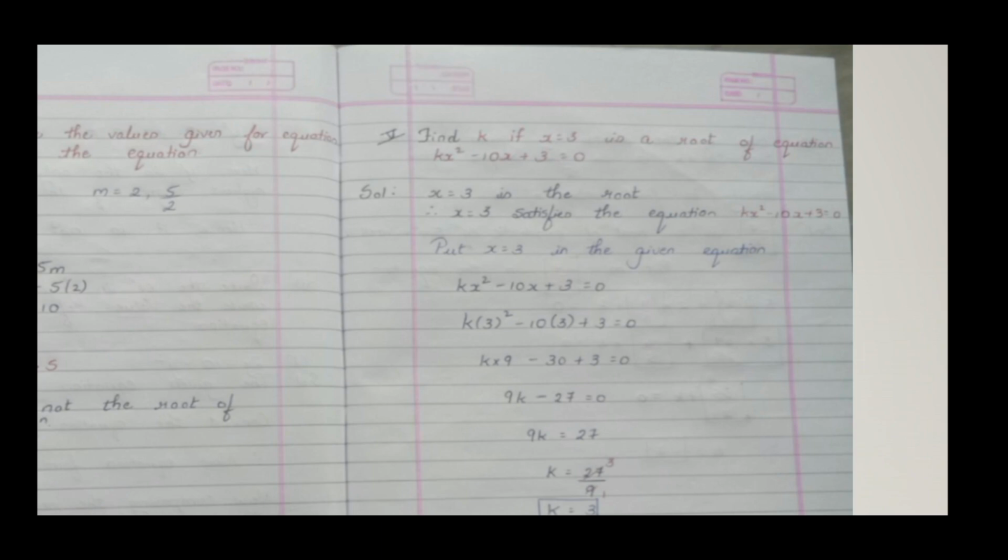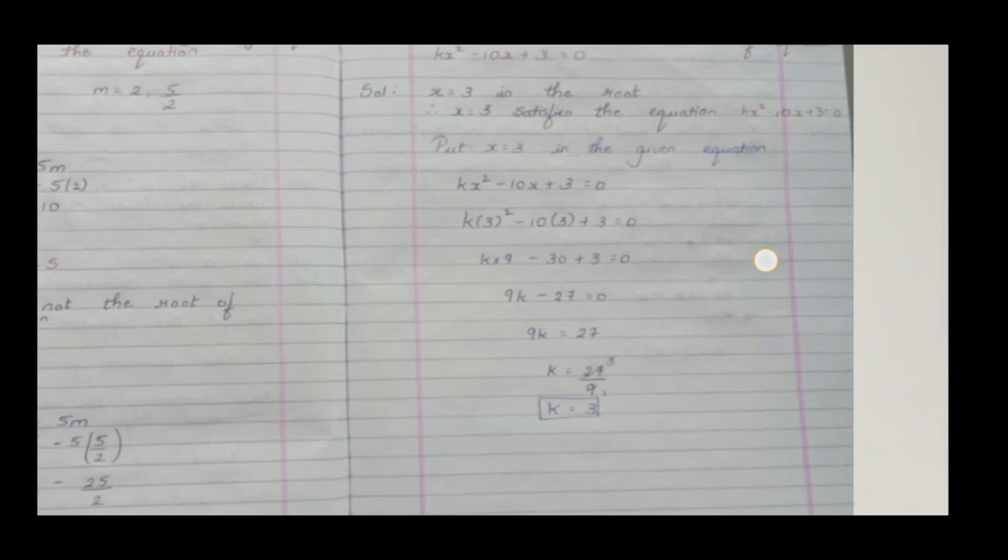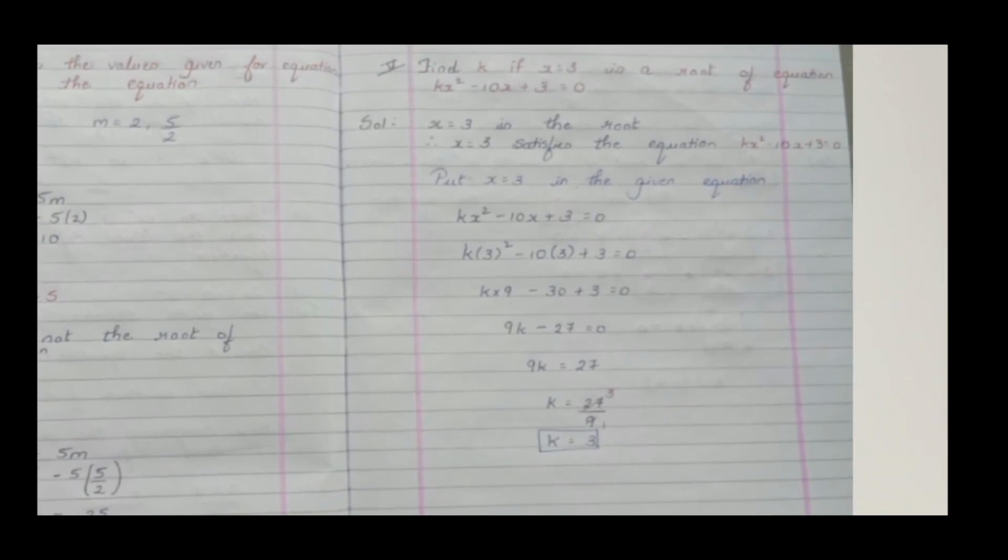In the next step, I get 9k and minus 30 plus 3 will give me minus 27, which is equal to 0. So transferring minus 27 to the right hand side, we get 9k is equal to 27. k will be equal to 27 upon 9. The value of k that I get is 3. This is how I substituted the value of x and found the given unknown constant, that is k. Now let us move on to the last question of this exercise, that is question number 6.